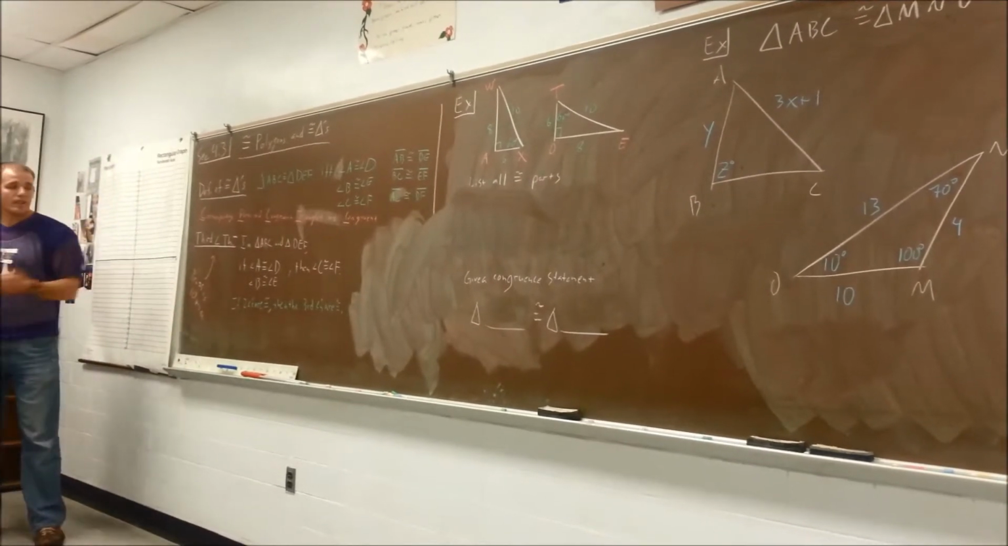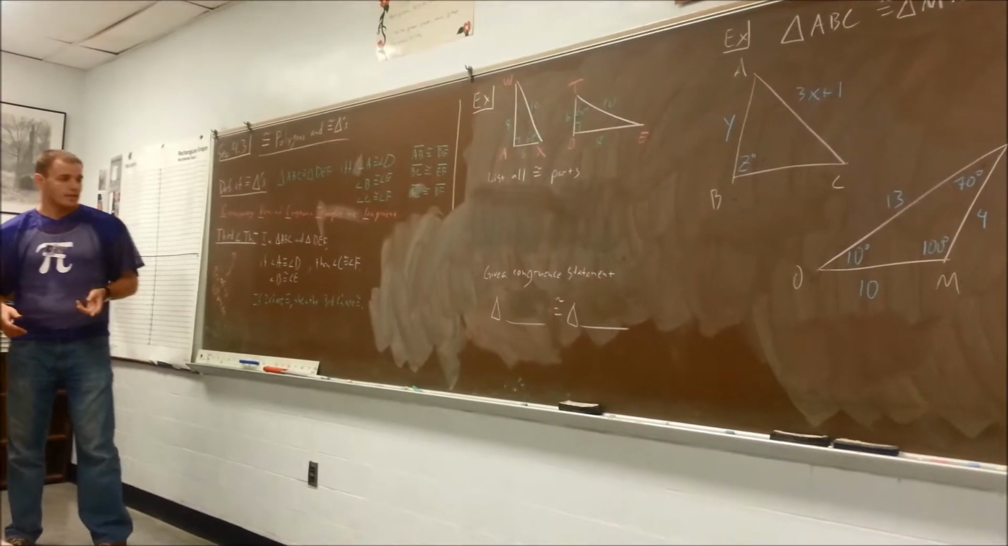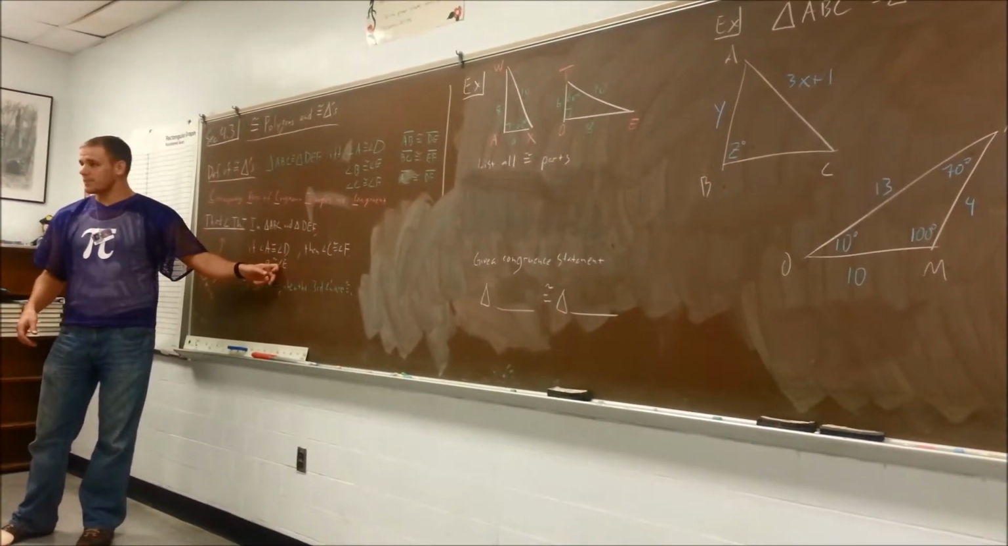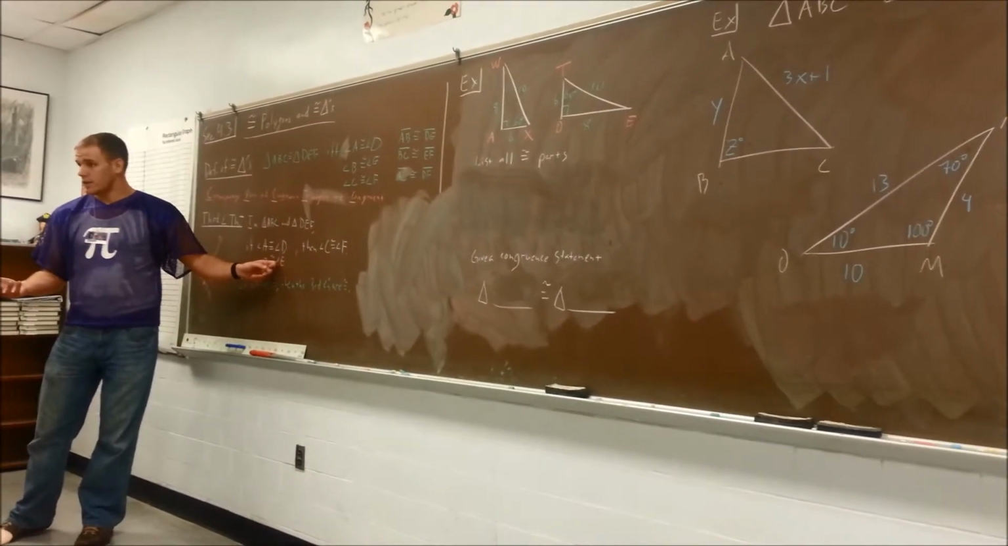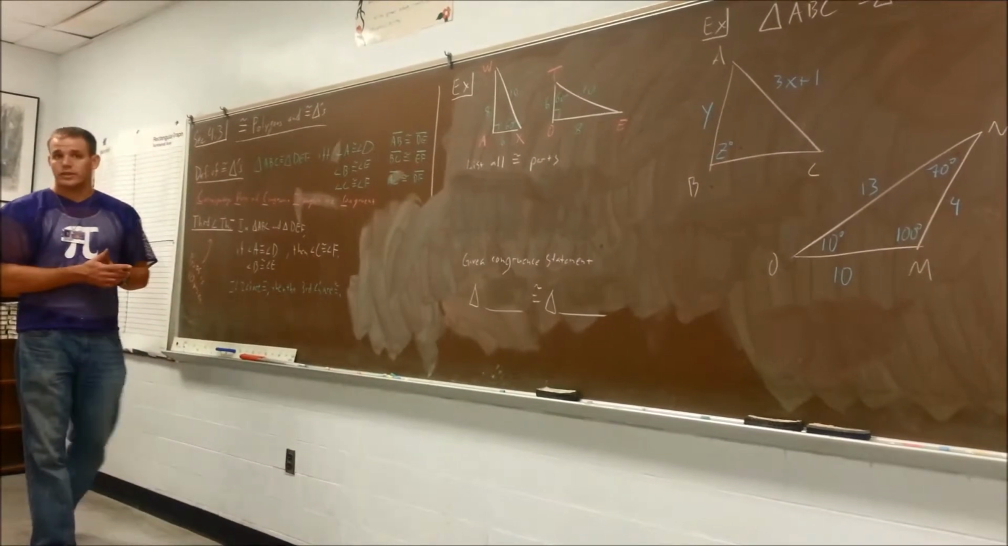Anyway, we also have the third angles theorem. If two angles are congruent, then the third angles have to be congruent. So if these are both 30, and these are both 50, that adds up to 80, right? So the last ones both have to be 100. The third angle has to be congruent.